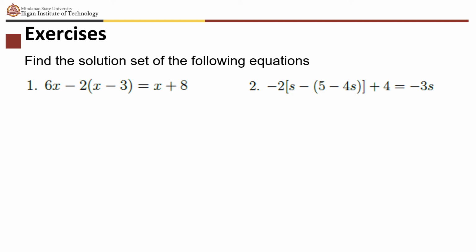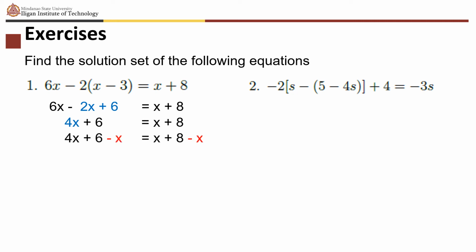Okay, let's start to solve the following equations. For the first one, we can remove the parentheses and multiply 2 with x. So you have negative 2x. Negative 2 times negative 3 will give us positive 6. Then you have 6x minus 2x. Combine like terms, so we have 4x here.